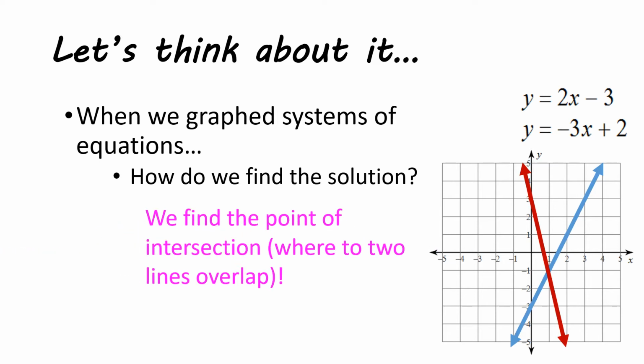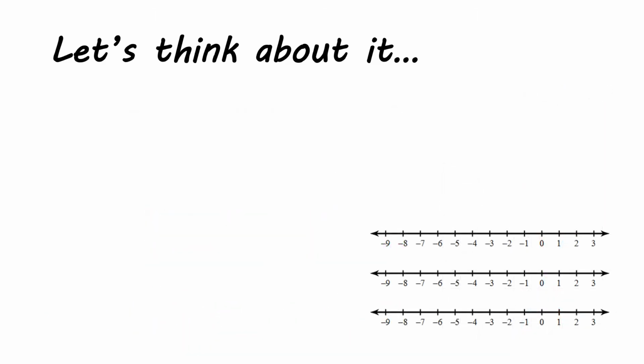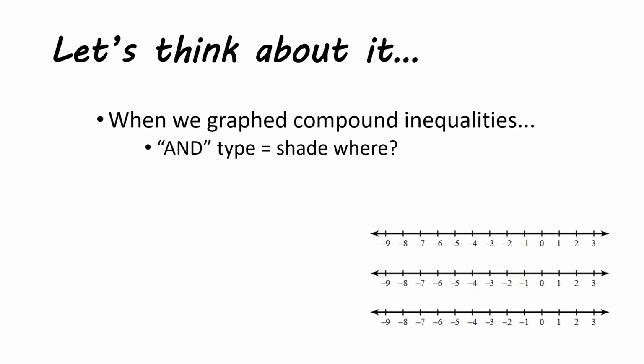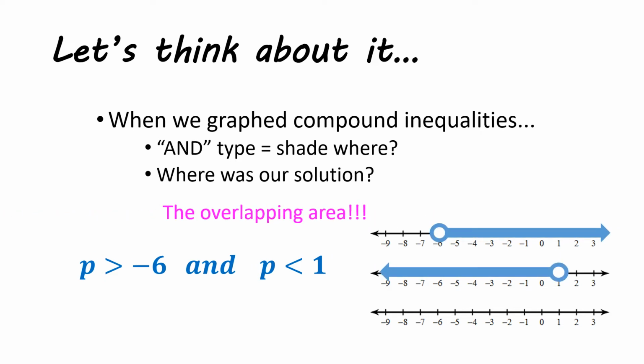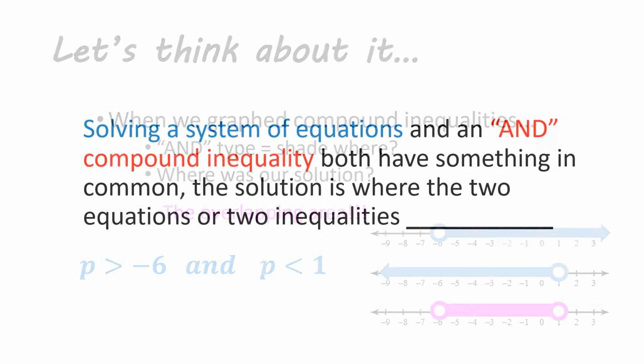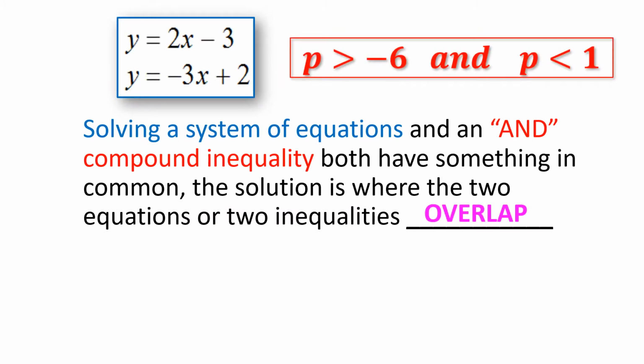Where they intersect. They intersect at this point (1, -1). It's the overlap of the two lines. And then when we did inequalities on number lines, if you think about the "and" inequalities, we would graph the first one and we would graph the second one, and the overlap again is where we would find the solution. We're going to be talking about overlap. So we're looking for overlap.